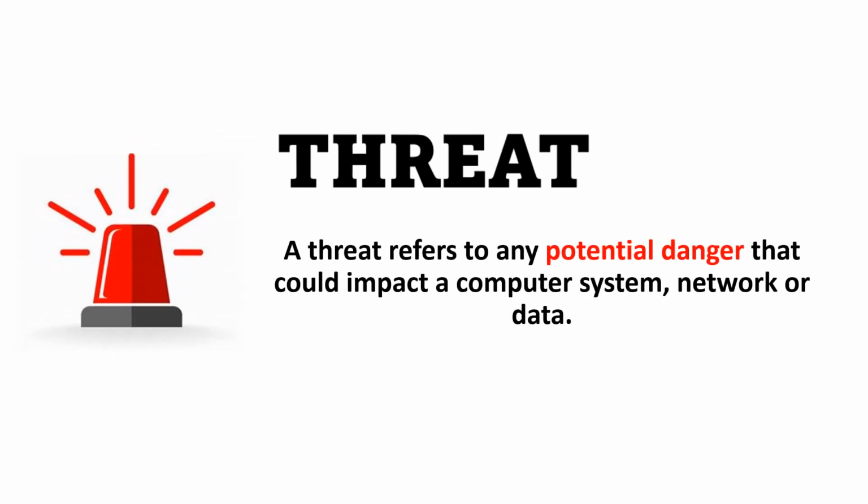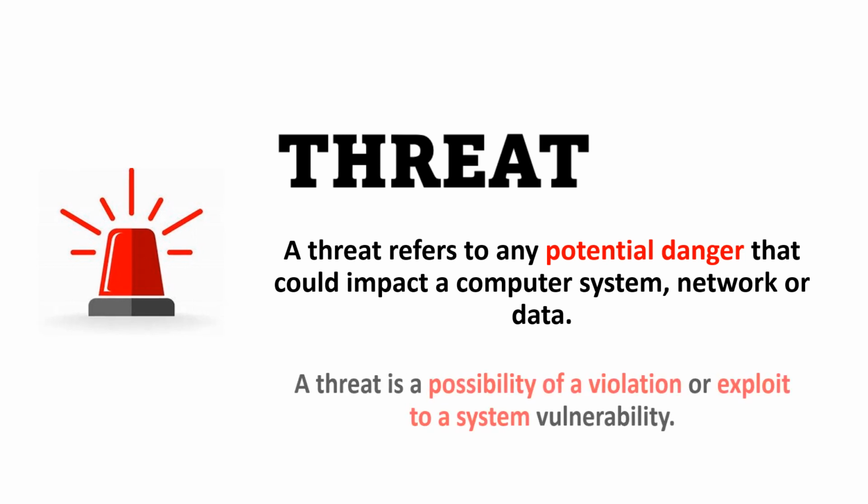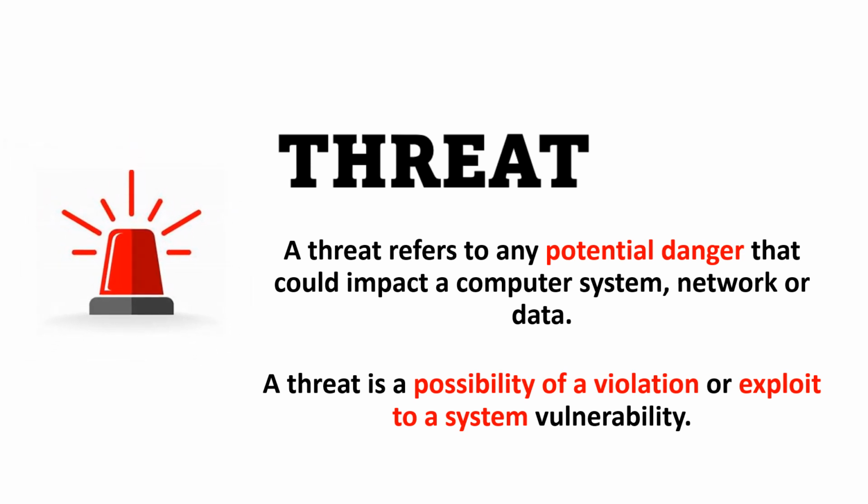We've discussed extensively what attacks are. Now we're going to move to threats. A threat refers to any potential danger that could impact a computer system, network, or data. A threat is the possibility of a violation or exploit of a system vulnerability. This simply means that a threat is the possibility and probability that something bad will be exploited in a system. This is the potential danger that your system could be breached, that something negative could affect your system or network. A vulnerability, something that is not going right, could be exploited.